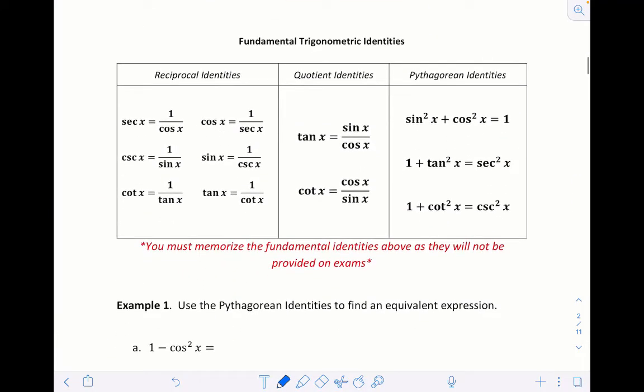So here's a list of what's considered the fundamental trigonometric identities, and these are the ones that you really need to memorize. So the reciprocal identities are when you have 1 over the trig function, and then the quotient identities really only refer to tangent and cotangent because they can be written based on both cosine and sine. And then finally, the Pythagorean identities.